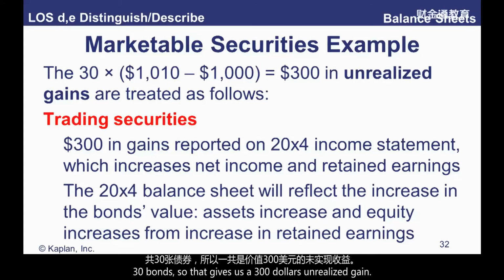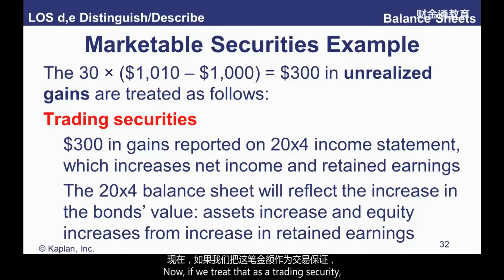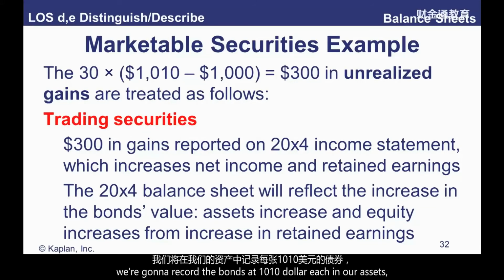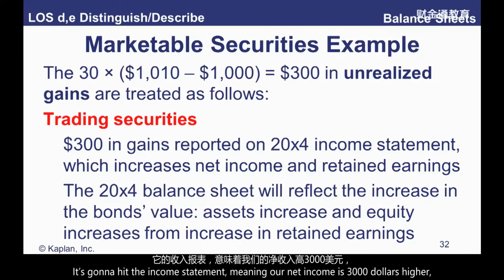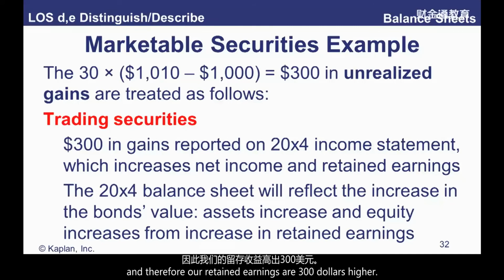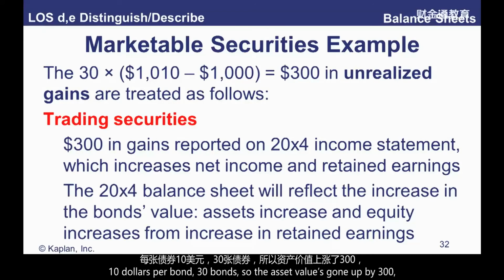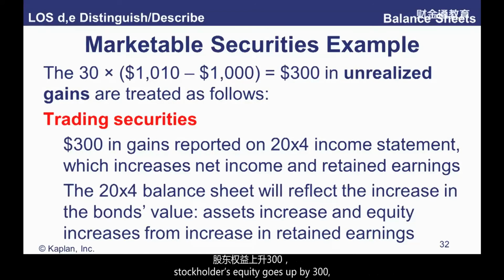so that gives us a $300 unrealized gain. Now, if we treat that as a trading security, we're going to record the bonds at $1,010 each in our assets, and we're going to take that $300 unrealized gain and we're going to take it into the income statement. It's going to hit the income statement, meaning our net income is $300 higher, and therefore our retained earnings are $300 higher. If you like, our asset value is increased by $300, $10 per bond, 30 bonds, so the asset value's gone up by $300. Stockholders' equity goes up by $300, and it goes up via retained earnings because that $300 has hit the income statement.